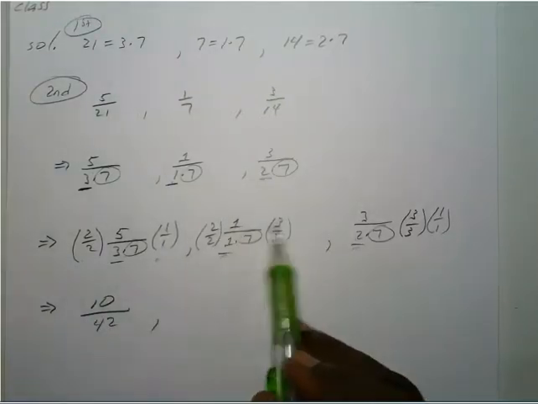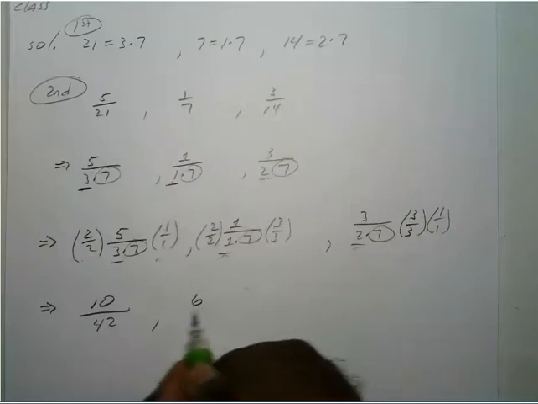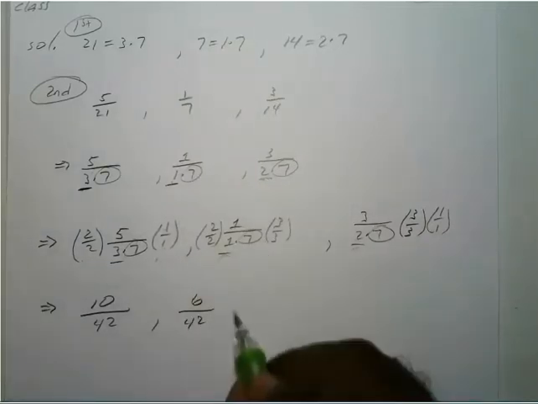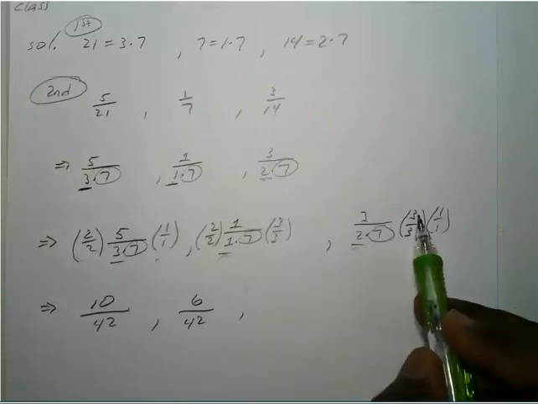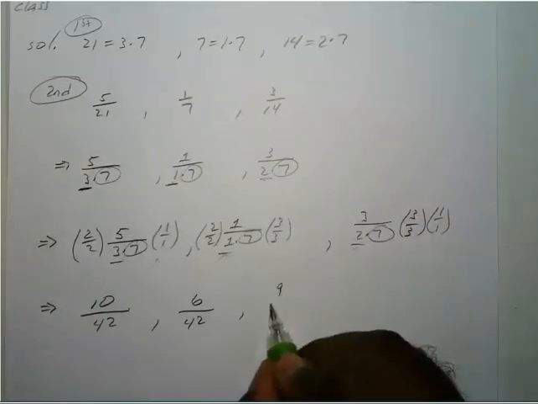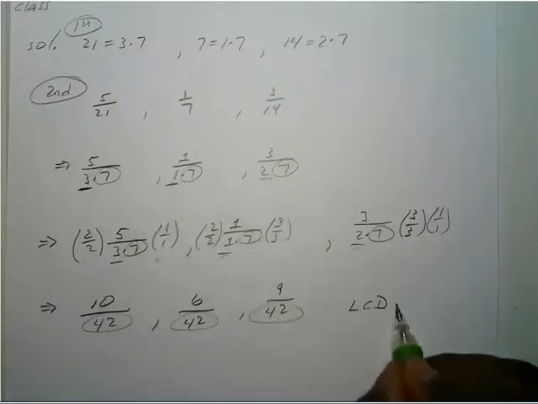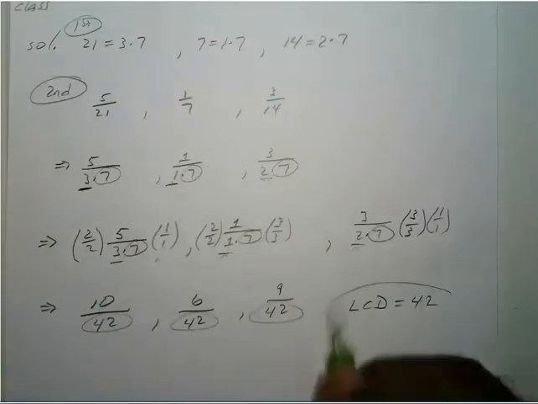Okay, so 2 times 1 times 3 is just 6. So we have 6 over 42 when you multiply the denominator. And you have 3 times 3 times 1 is 9. So you have 9 over 42. So we see here that the least common denominator is 42.